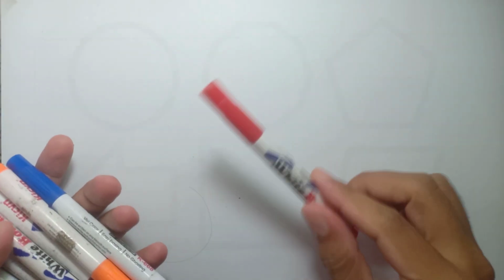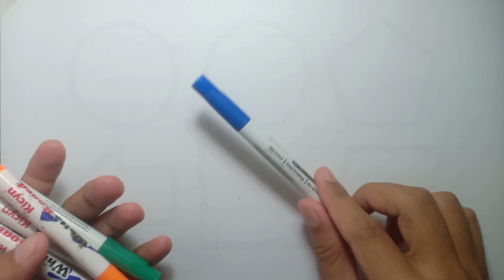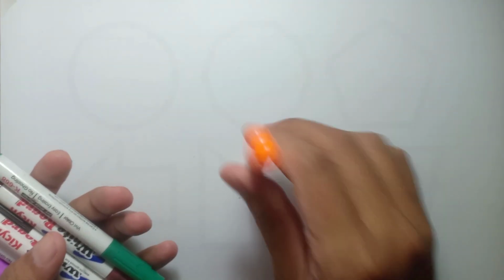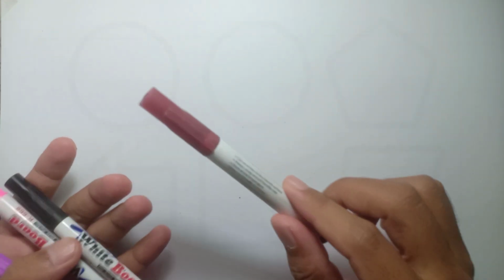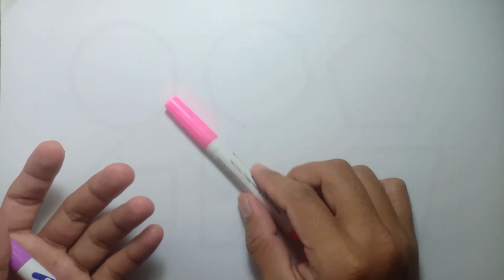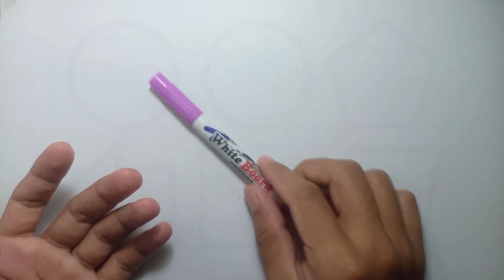Let's learn some colors. Red color, blue color, orange color, green color, yellow color, brown color, black color, pink color, and purple color.